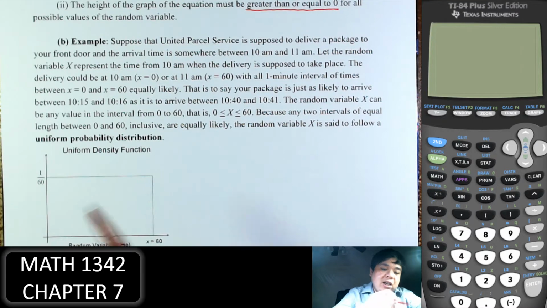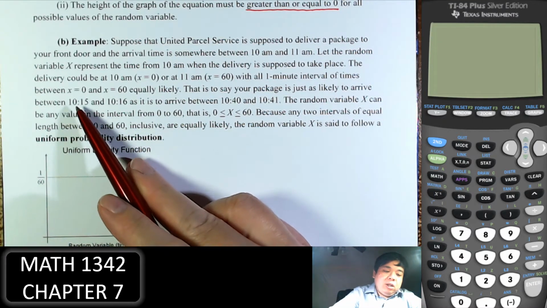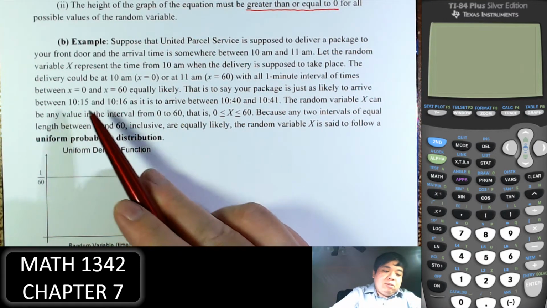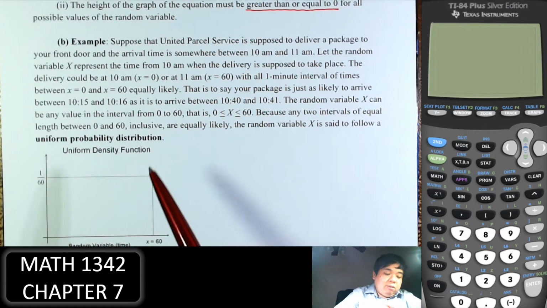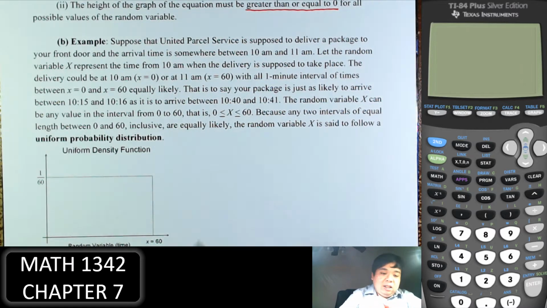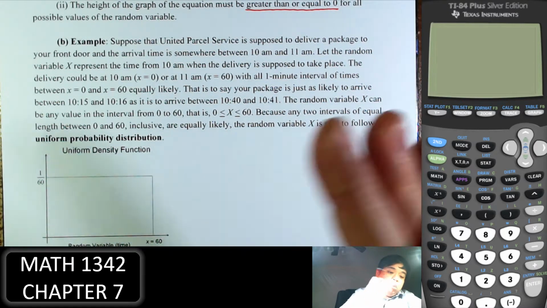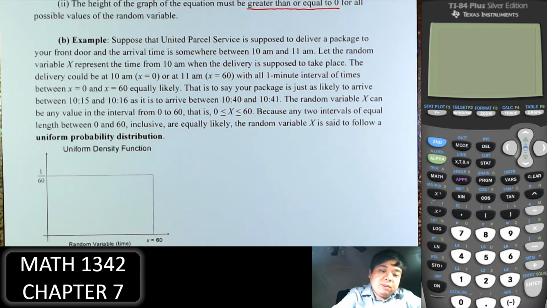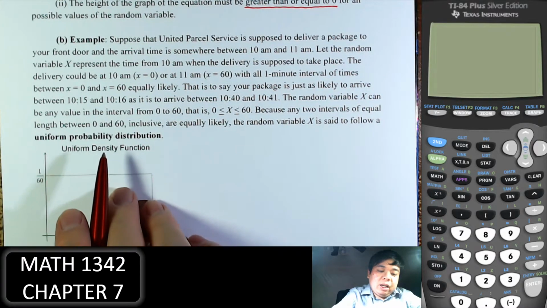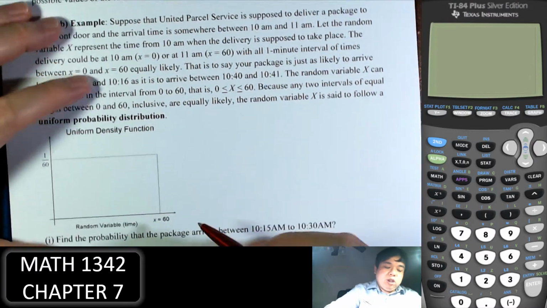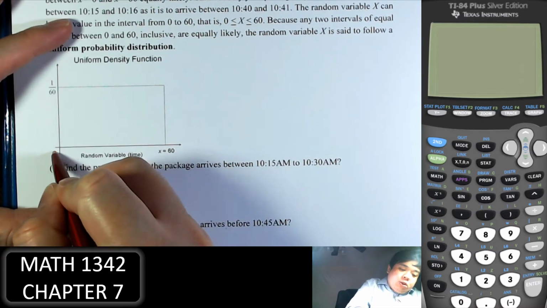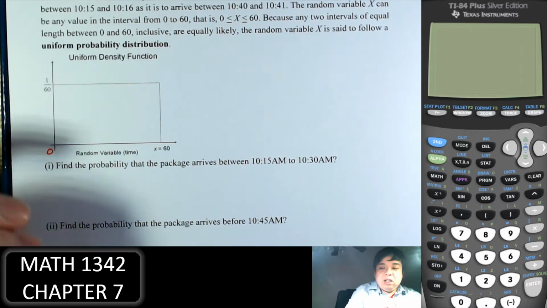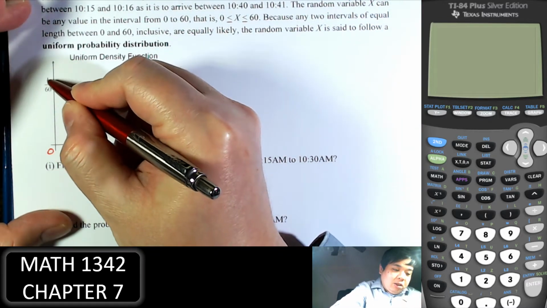That is to say the package is likely to arrive between 10:15 and 10:16, or 10:40 to 10:41. So it is random from 10 to 11, and it is equally likely the package will arrive at any of those times. Because any two intervals of the same length are equally likely, it follows the uniform distribution. So we have this graph, x equal to 0 to x equal to 60, a 60-minute interval, and the height is 1 over 60.